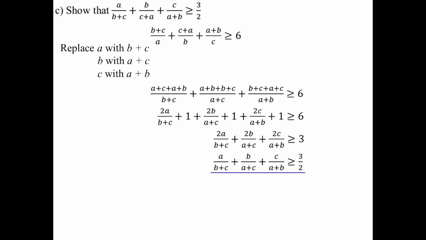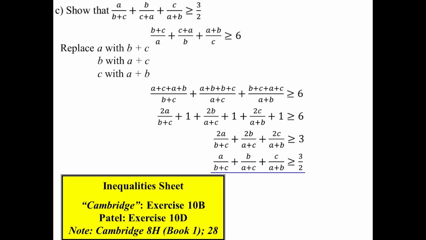All right, now we got in the handout there's an inequality sheet in there, which I'm pretty sure has solutions with it too. So you might find that one handy. In Cambridge, it's the 10B. In book 1, Real Cambridge, number 28.